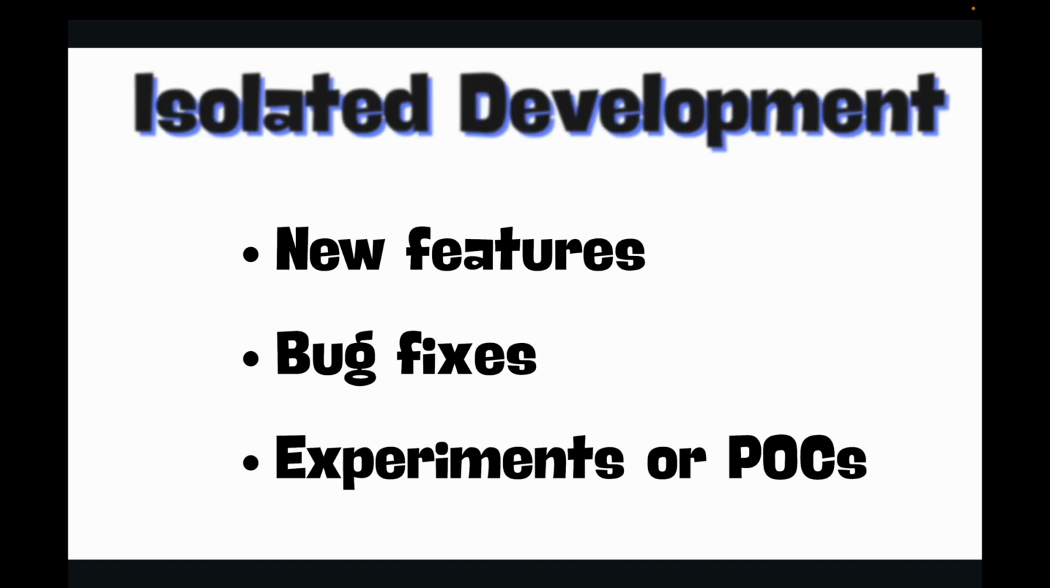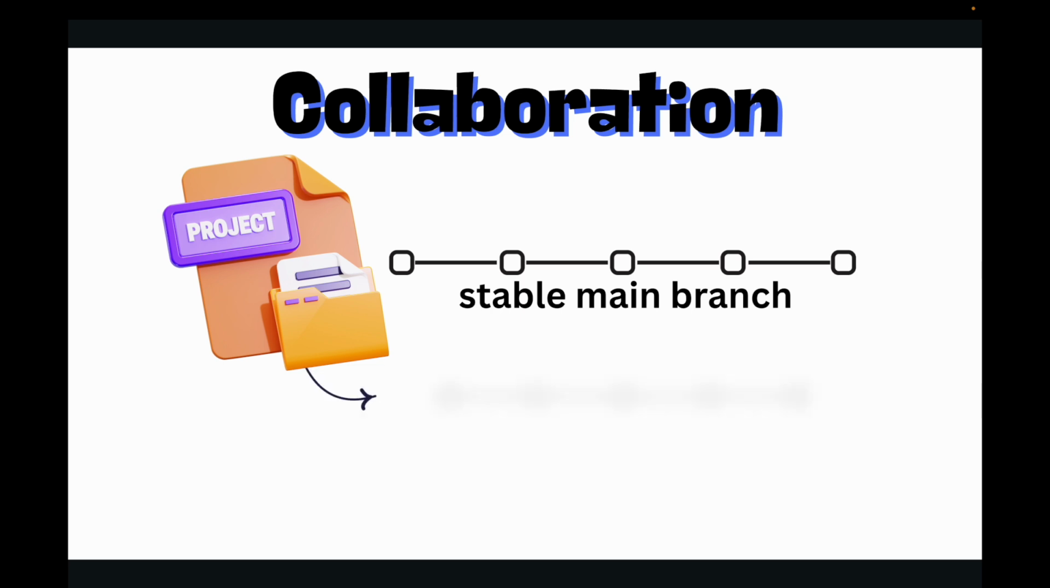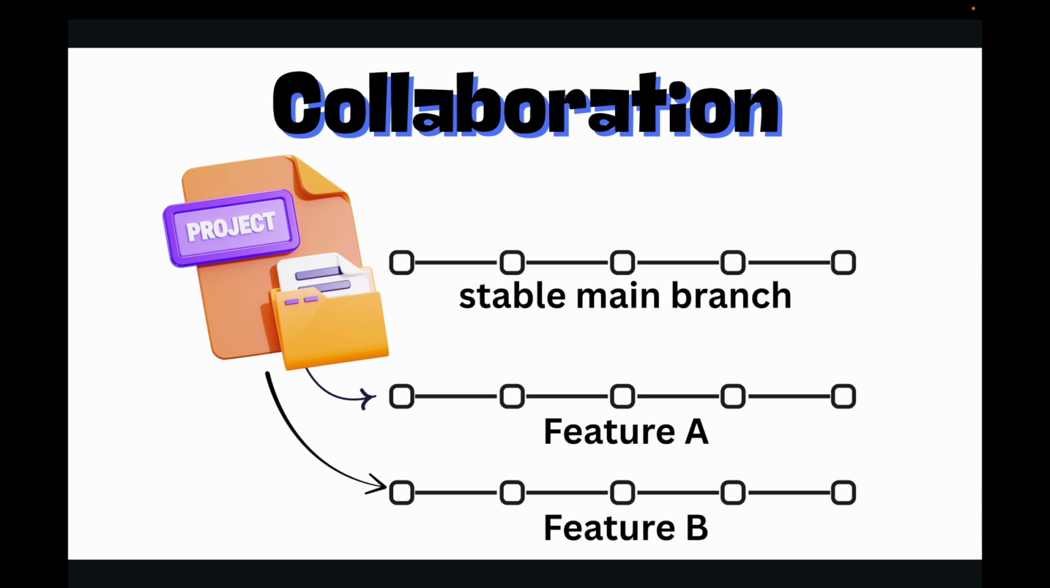Then, it facilitates collaboration in a team environment. Everyone works on their own separate feature branches. You can work on feature A while your colleague works on feature B simultaneously, both starting from the same main branch without interfering with each other's work. This is crucial for managing parallel work streams in agile development.